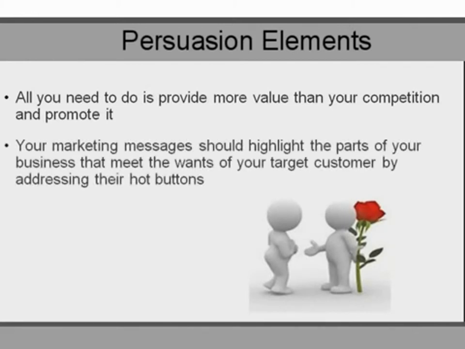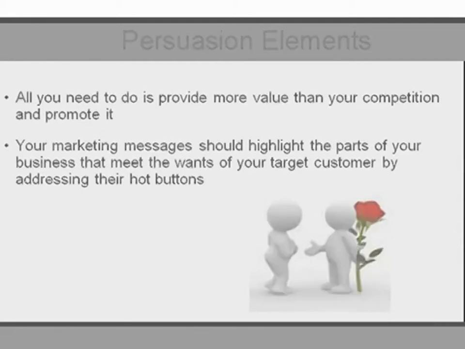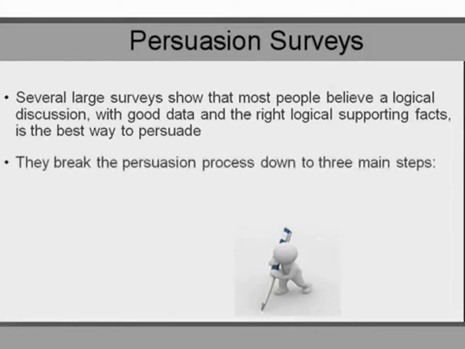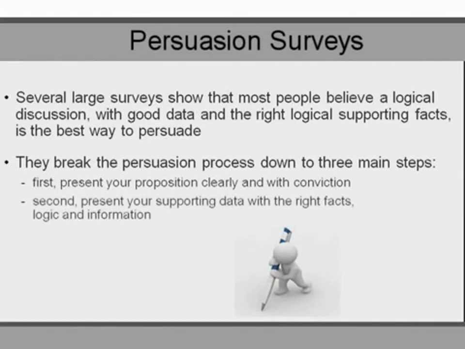Your marketing messages should highlight the parts of your business that meet the wants of your target customer by addressing their hot buttons. Several large surveys show that most people believe a logical discussion with good data and the right logical supporting facts is the best way to persuade. Often, they break the persuasion process down to three main steps. First, present your proposition clearly and with conviction. Second, present your supporting data with the right facts, logic, and information. And third, structure your deals and move to the close.